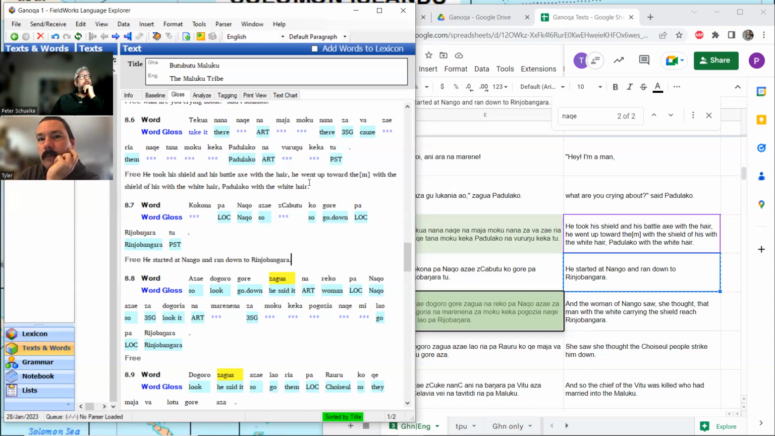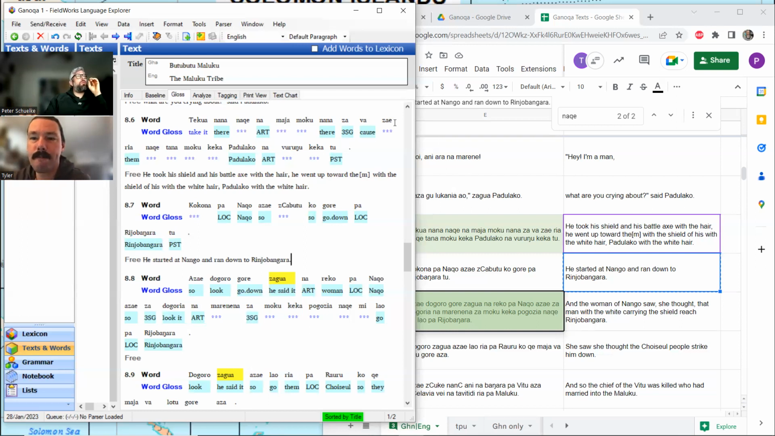with his shield of white hair, and then you get Nange Tana Moku Keka. So it's shield, Tana is its, Moku is hair, Keka is white. Guessing? Sounds good to me. That all sounds very plausible. Vurumu. Vurumu is a little puzzling. With the white hair. Maybe a verb.